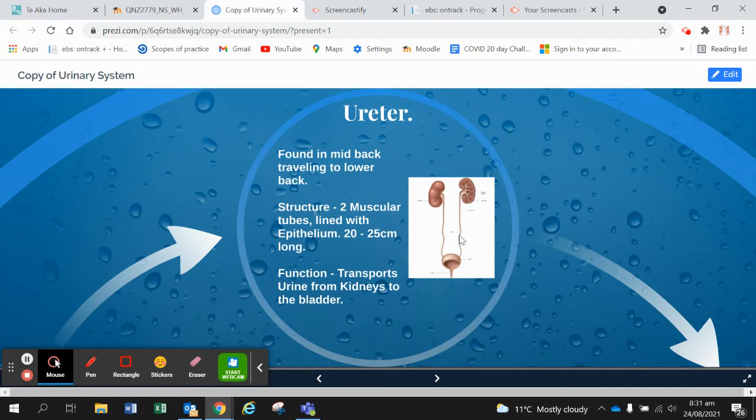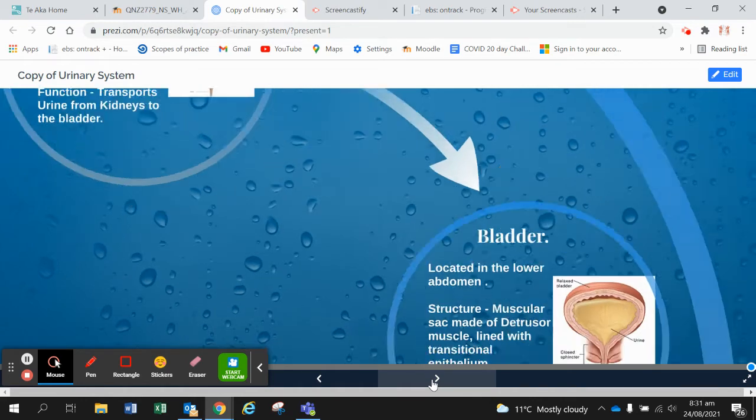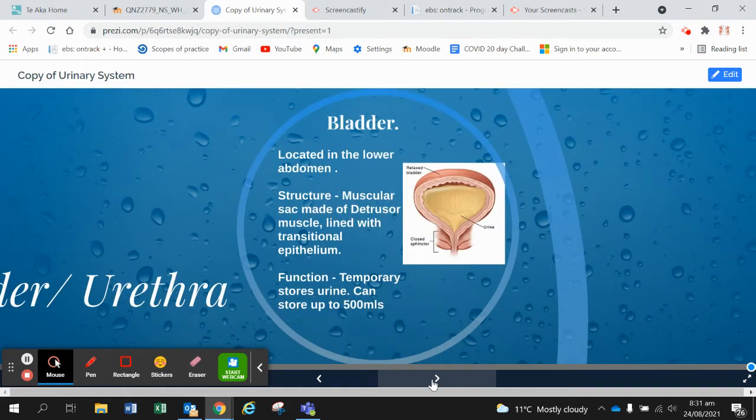They are also lined with smooth muscle as well. So smooth muscle is involuntary. Once the kidneys have done all the hard work of filtering the blood, the waste, the filtrate comes out of the kidneys and has to travel down the ureter to get to the bladder, where the urine is stored waiting to come out. They're about 25 centimeters long, so they're pretty long.